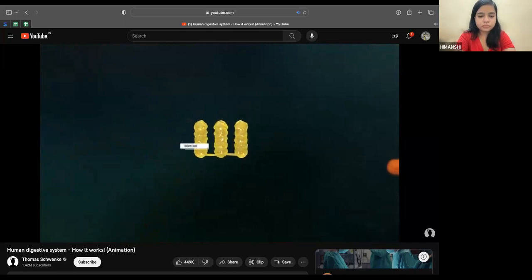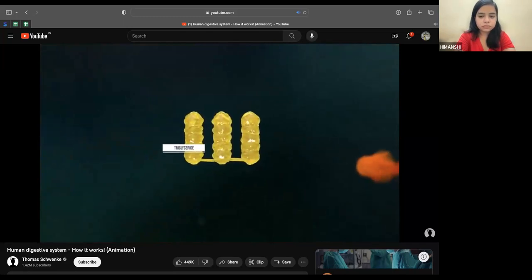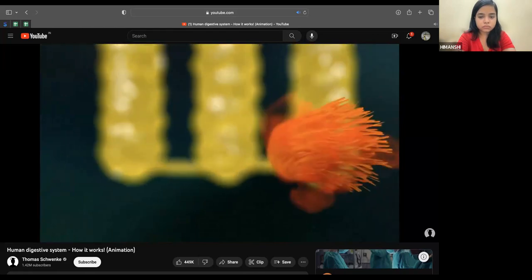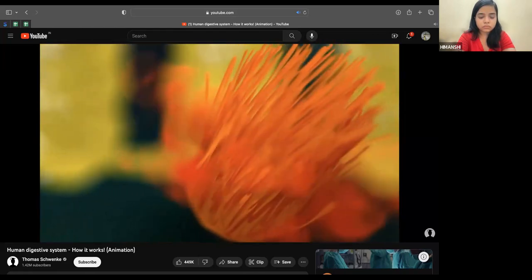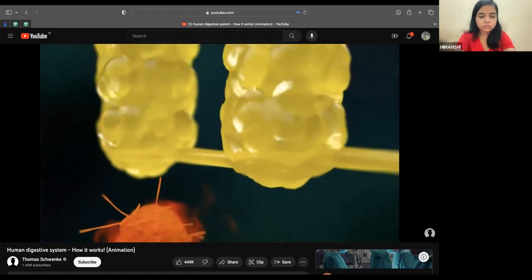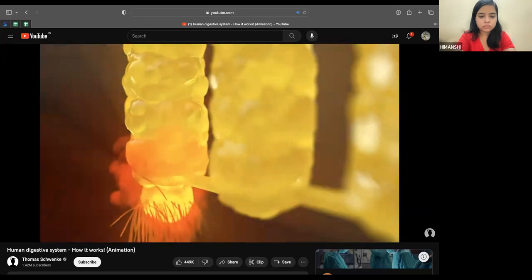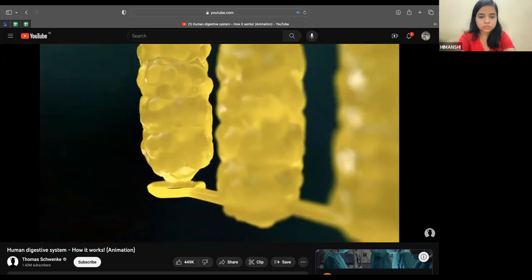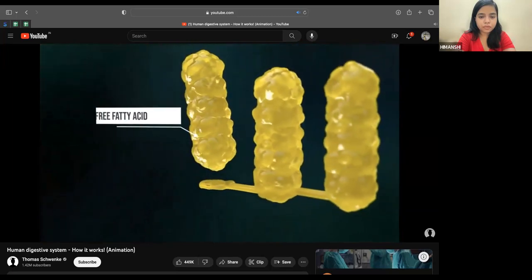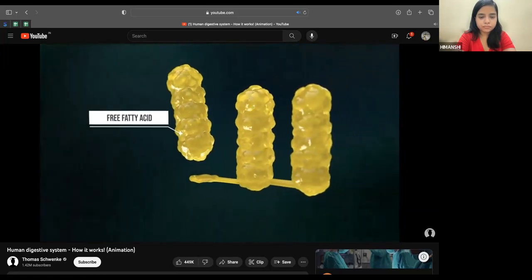It also contains gastric lipase, an acid-resistant enzyme for fat digestion. In the stomach, gastric lipase splits a triglyceride into a free fatty acid and a diglyceride, whereby only the free fatty acid can be absorbed by the body. More effective fat digestion takes place in the small intestine.